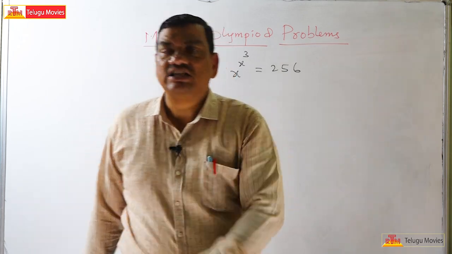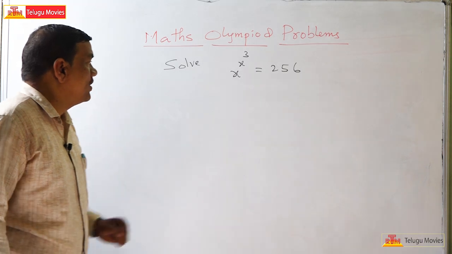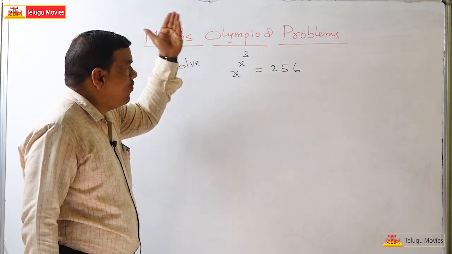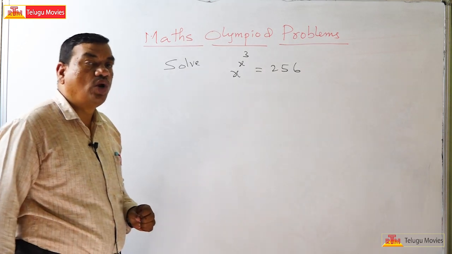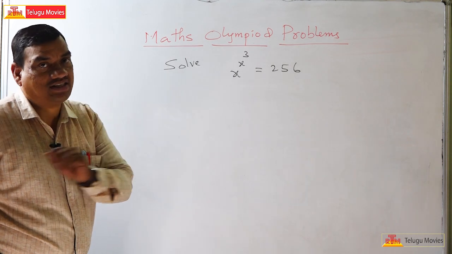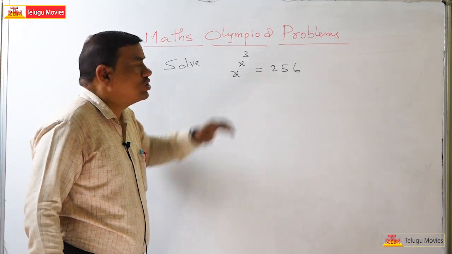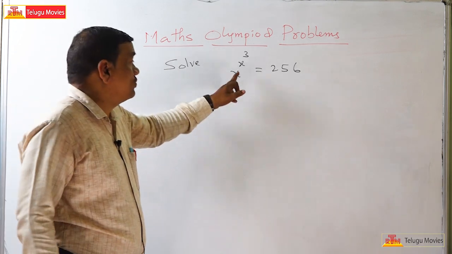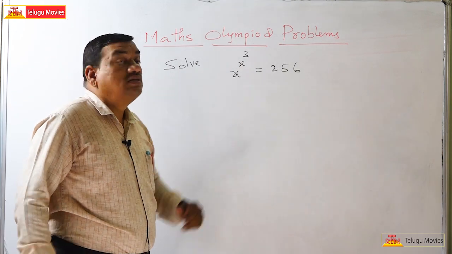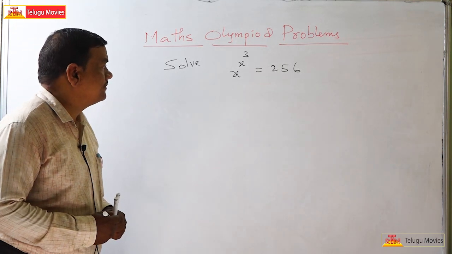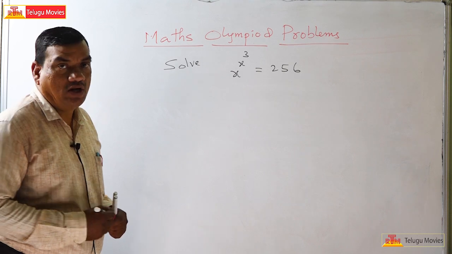Okay now, one such problem is, see here, solve x to the power of x cube is equal to 256. Now you have to find the x value. Solving means you have to find the variable. What value do you have to substitute so that its final output will be 256? Then how to solve it?